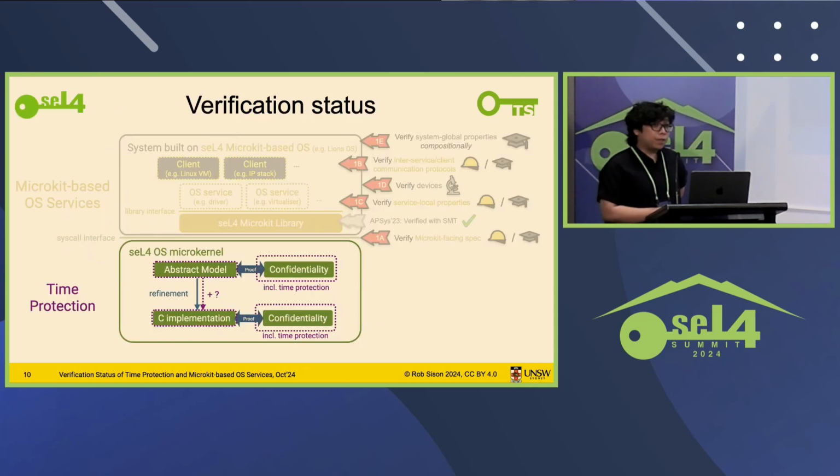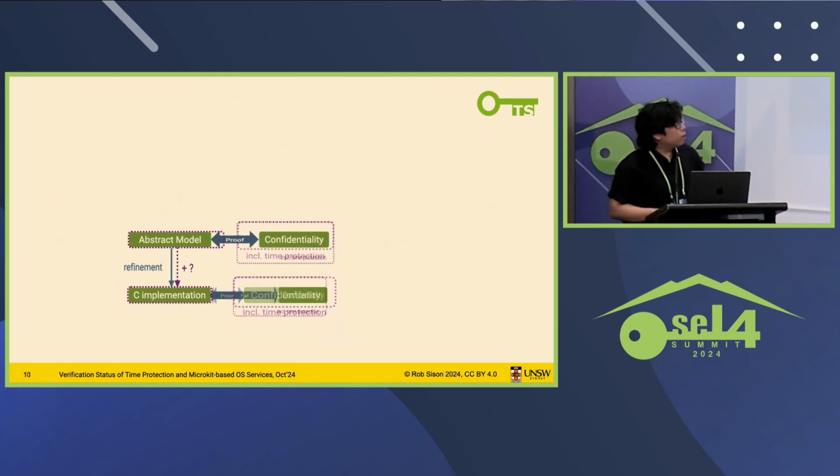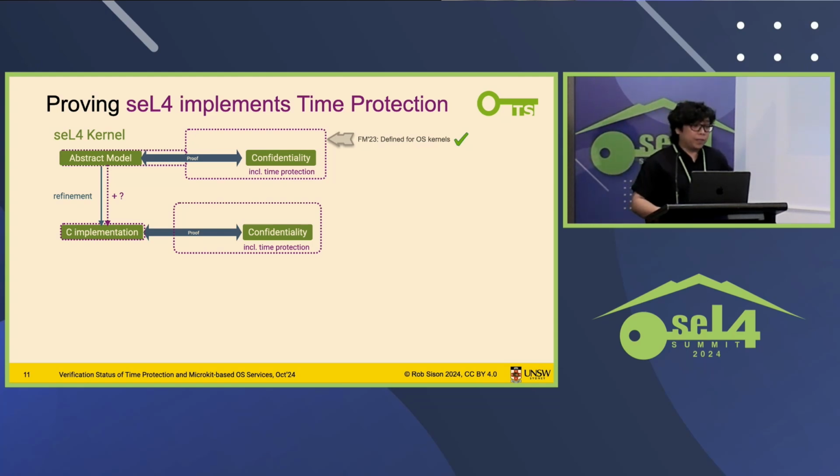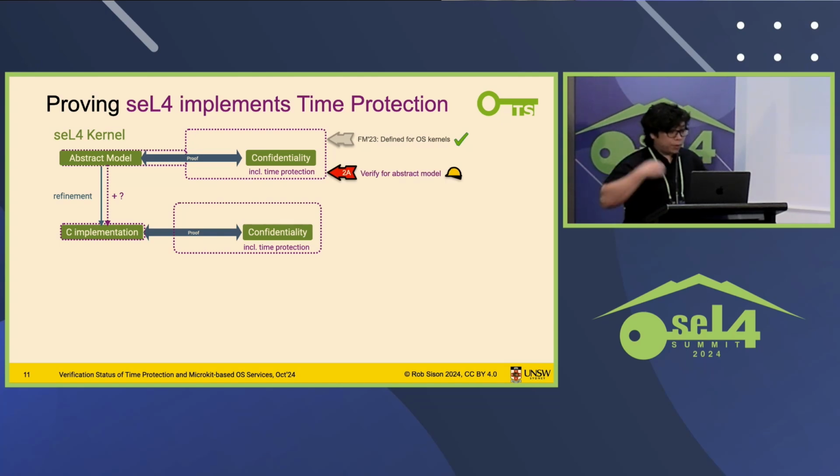So what's the verification status of the operating system implementing time protection? Well, we need to prove a bunch of stuff, and if we stretch out this structure here, what we have done so far is characterize formally what it means to implement time protection. We formalized the security property, and we published that at the Formal Methods Symposium in 2023, and it's been defined for operating system kernels in general. What we need to do now is instantiate that with the seL4 kernel model, and verify that it holds for the abstract spec.